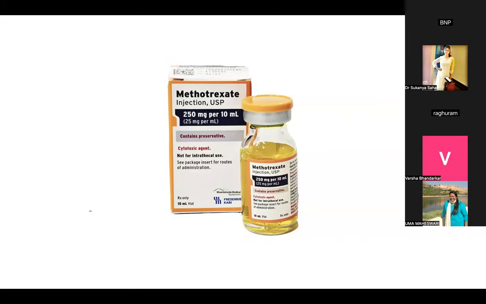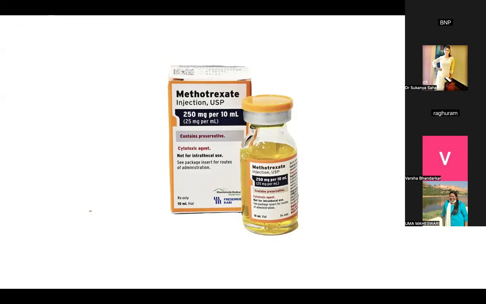So overall, the toxicities of methotrexate include myelosuppression, which is seen with low dose methotrexate, mucositis, once again low dose methotrexate, and nausea and vomiting across different doses. Nephrotoxicity is usually seen with high dose methotrexate. Hepatotoxicity is usually seen with low dose methotrexate on long term use. Pulmonary toxicity is once again seen with low dose methotrexate, usually in the form of pneumonitis.